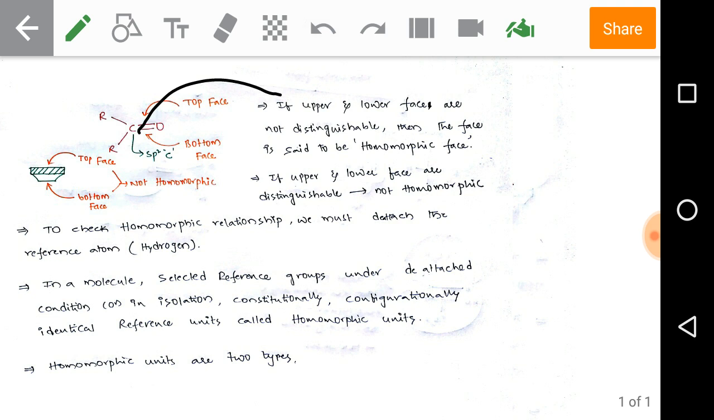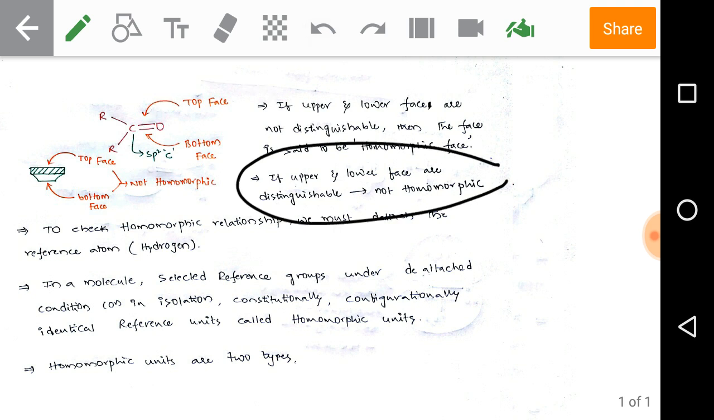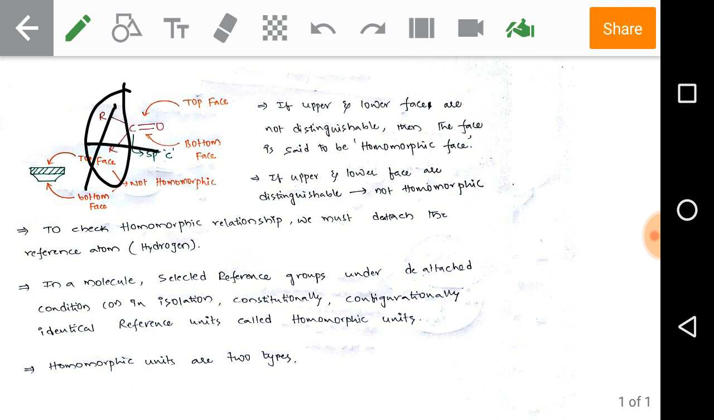Right, and if upper and lower phases are distinguishable, then those phases are not considered as homomorphic phases. So we can observe that if R is not equal to the other R on the sp2 carbon, then the phases, top phase and bottom phase, are not homomorphic. Okay, right. And check the duster here.